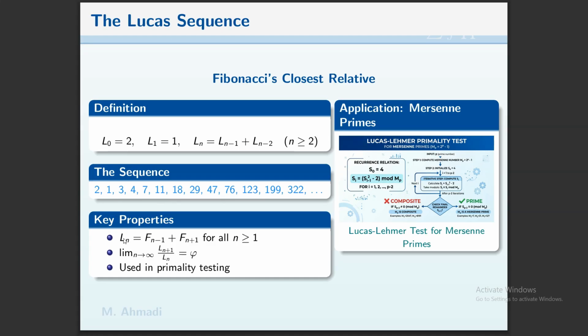The key properties include Ln equals Fn minus 1 plus Fn plus 1 for all n greater than or equal to 1, and the limit of Ln plus 1 over Ln as n goes to infinity equals the golden ratio. It is used in primality testing. Its application is to determine the Mersenne primes, called the Lucas-Lehmer test for Mersenne primes. Check the Mersenne number for primality testing.